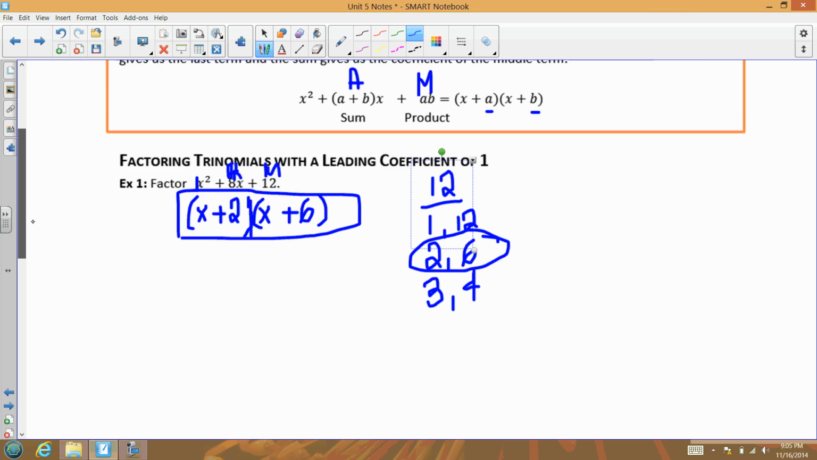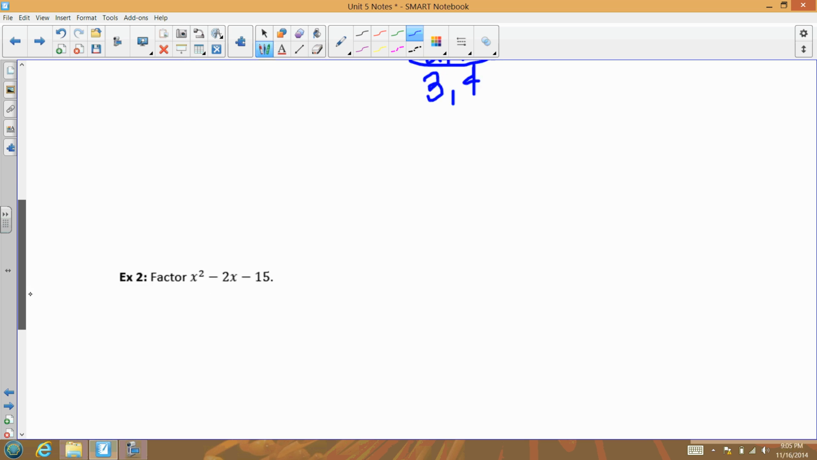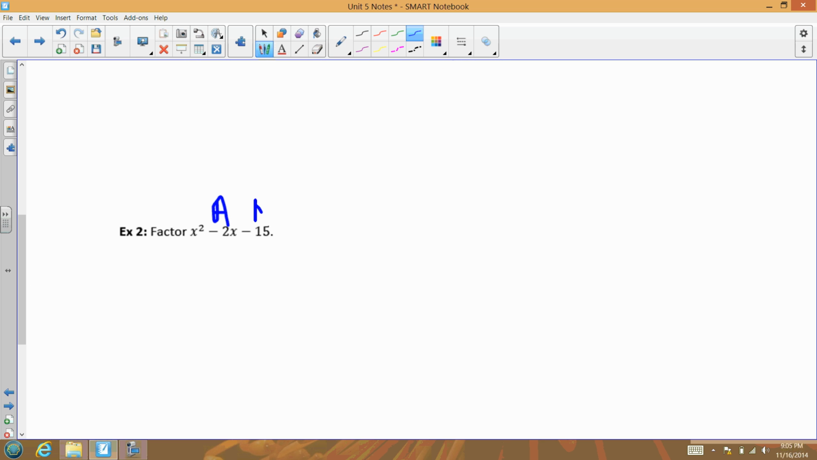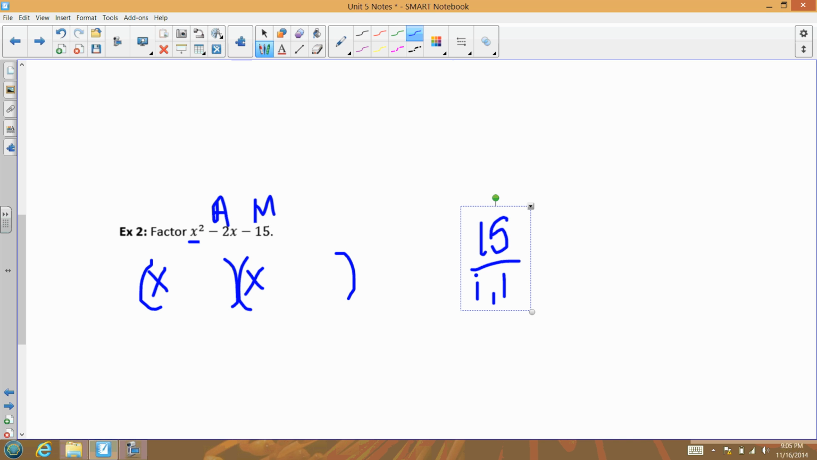Let's try a couple more examples like this. For this example, again, add, multiply. We're going to have 2 sets of parentheses with x and x, because we're trying to get that x squared. Now we need to add to negative 2 but multiply to negative 15. So think about the factors of 15: 1 and 15, and 3 and 5.